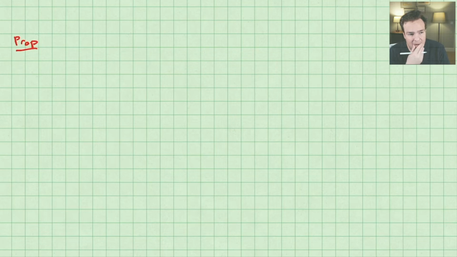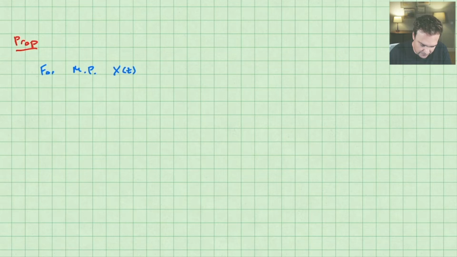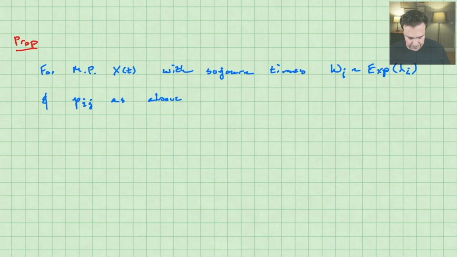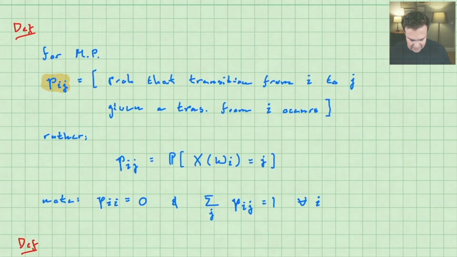Suppose you have a Markov process X(t) with sojourn times W_i obeying an exponential distribution with parameters lambda_i, and with p_ij as above. I better scroll back there. Look, that's this over here. I didn't give a name to this, but it's sort of like a transition probability.